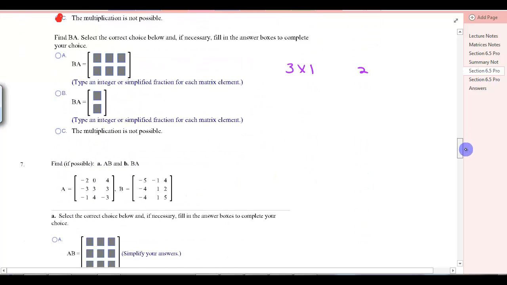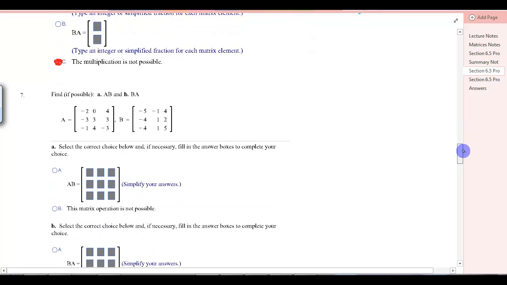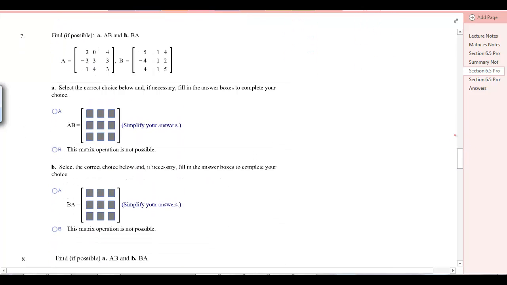3 by 1 and 2 by 2. And you still don't have the same numbers here. So this one is impossible too. Okay, all right, let's go to number 7. All right, those are both 3 by 3s. So those should be possible to do.